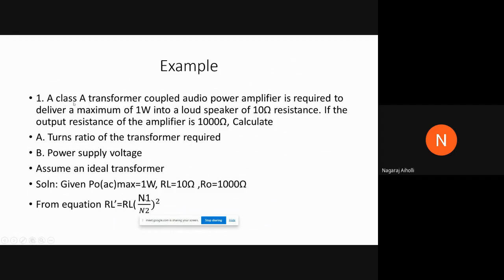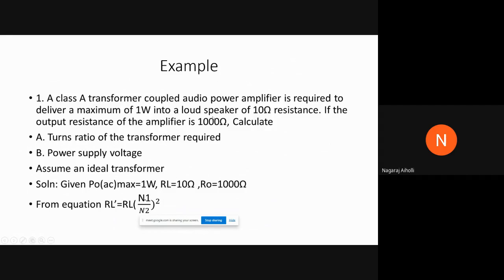The statement is: a class A transformer coupled audio power amplifier. That means it is a class A transformer coupled power amplifier, and it is required to deliver a maximum of 1 watt. That is P naught AC max. Deliver means it is the output power. Maximum AC output power equal to 1 watt, that is P naught AC max equal to 1 watt.